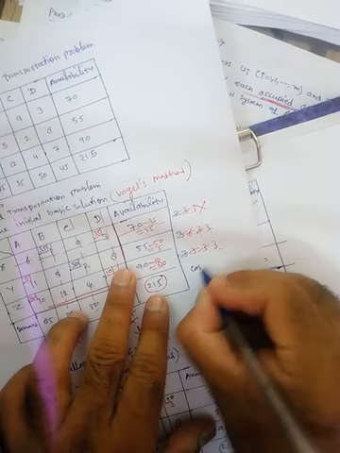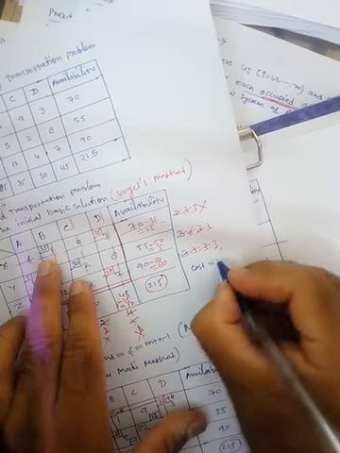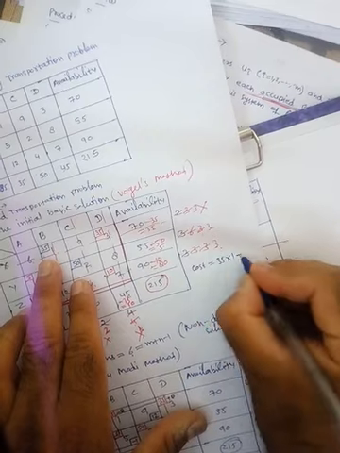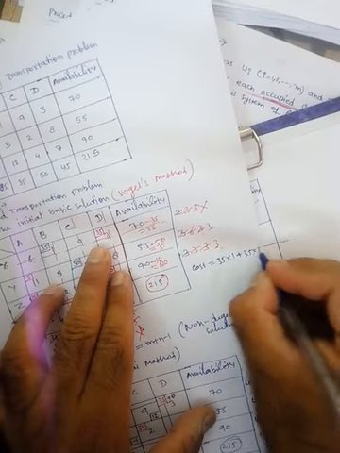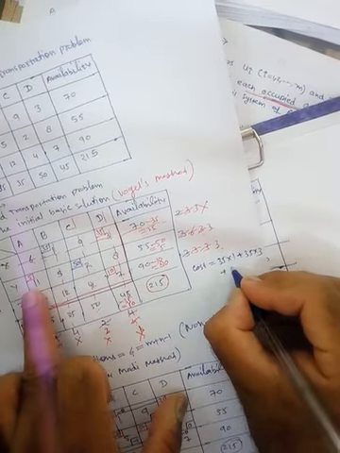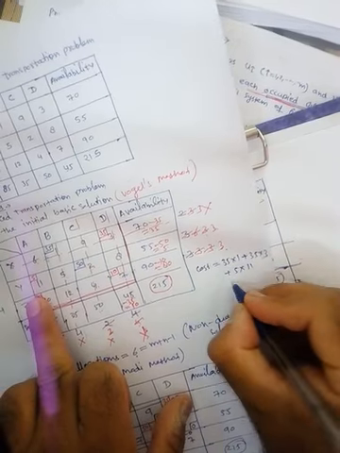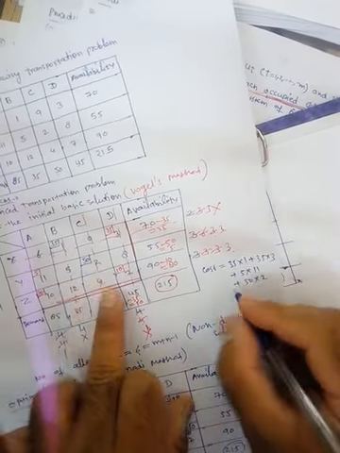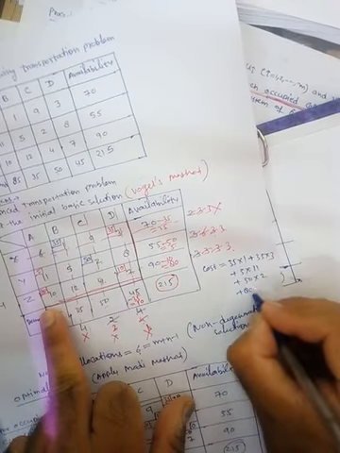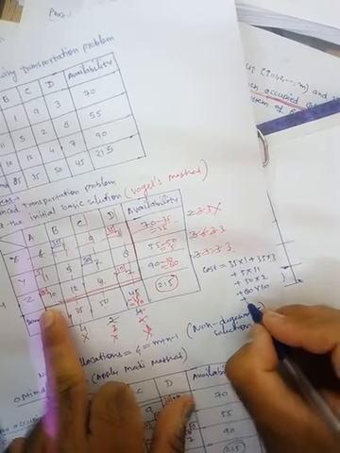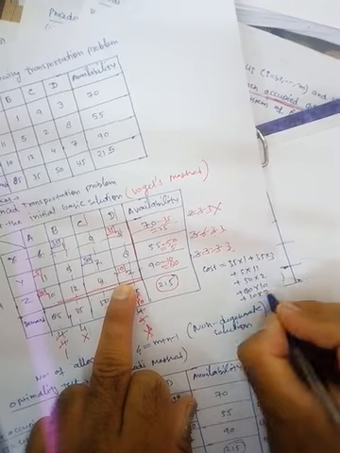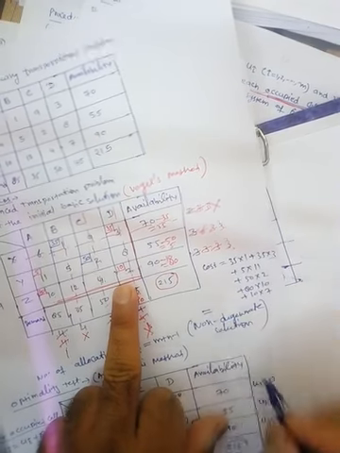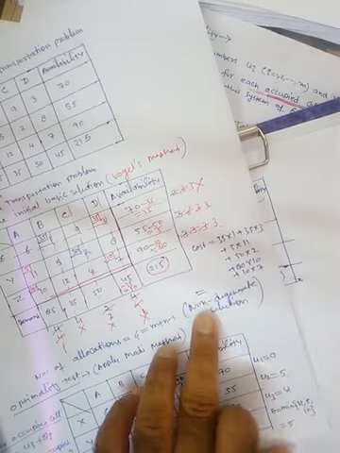If you see the cost, what will be the cost of the initial solution? Here the cost is 35 into 1 plus 35 into 3 plus 5 into 11 plus 50 into 2 plus 80 into 10 plus 10 into 7. How much is the total cost? Just solve this and get the solution.